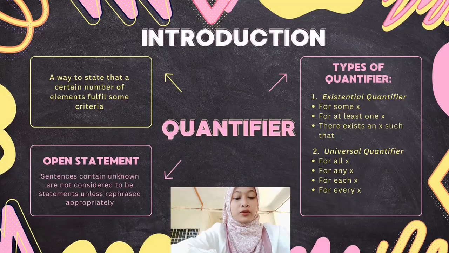The uncertainty that we have about y minus y equal to 8 is what makes it an open statement. There are two types of quantifier, which are existential quantifier and universal quantifier. An existential quantifier shows that a statement is true if and only if there is at least one value of x that makes p(x) true. The quantifiers that represent the existential quantifier are for some x, for at least one x, and there exists an x such that. As for the universal quantifier, the statement is true if and only if no value of x makes it false. The quantifiers that show a universal quantifier are for all x, for any x, for each x, and for every x.